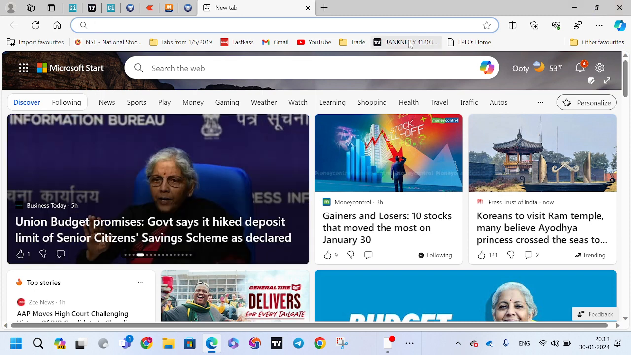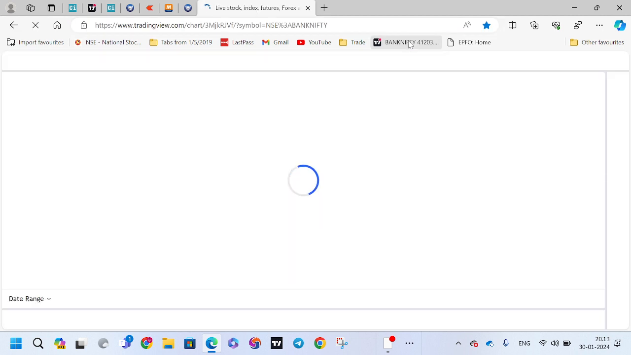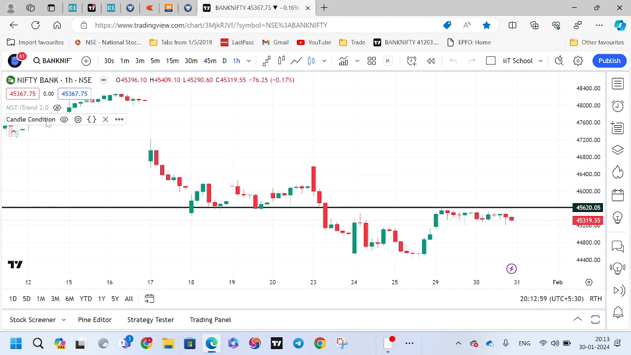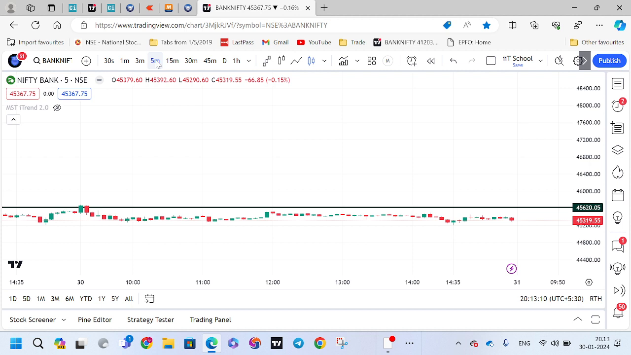Dear traders, we have been using a single indicator for all the purposes. So now let me show you how to add this MST I-Trend 2.0 to the chart, as well as how we can use this indicator effectively.